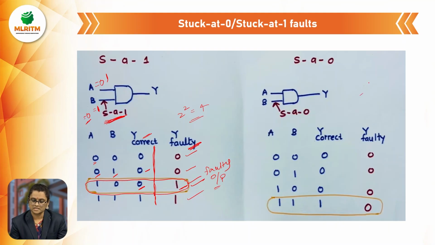Same procedure for stuck-at 0. Here B is stuck at 0, so it won't allow the value 1. It continuously takes the value B as 0. So at the 1, 1 combination, we get the faulty output. So this is about stuck-at 0 and stuck-at 1 faults.